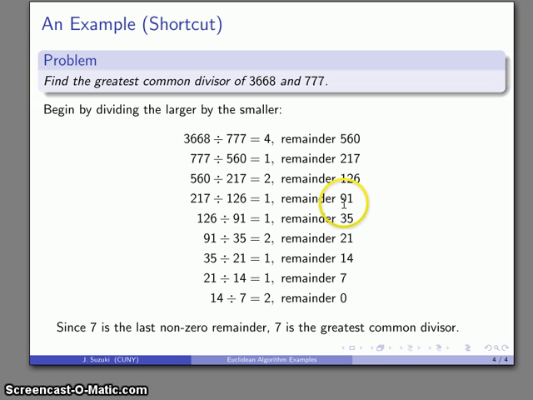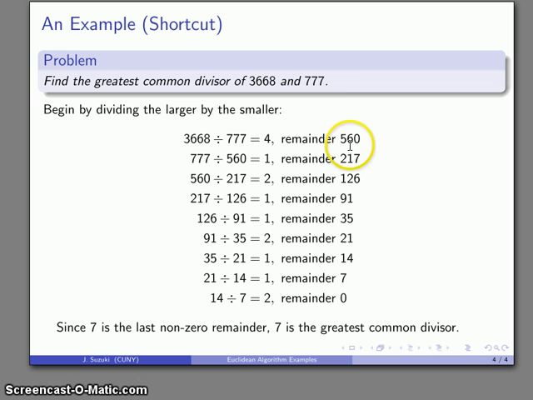And because of this, this is something that's easy to program a computer to do, because a computer will just follow the steps mindlessly, arrive at the end, and report that 7, the last non-zero remainder, is the greatest common divisor. What makes human beings slightly more adept at these things than computers is we can stop any time we want to.